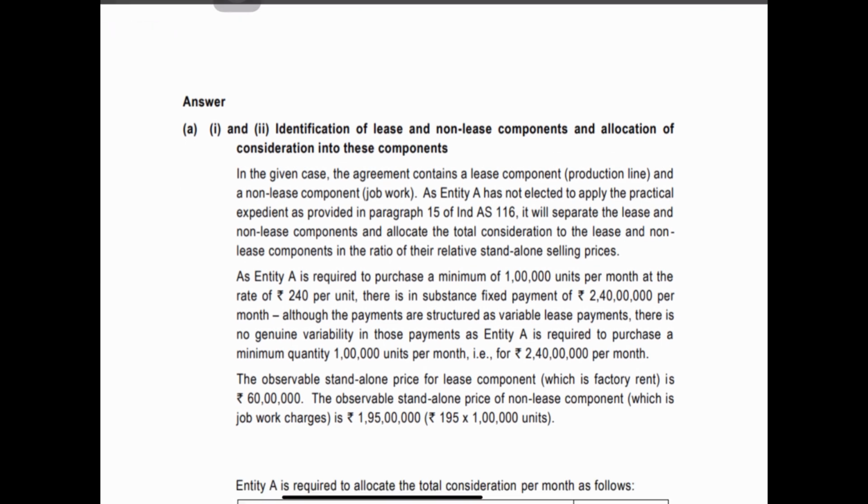Okay, so here how to identify the lease and non-lease component and allocate the consideration into these components. In this case, the agreement contains a lease component, that is the production line, and a non-lease component, that's the job work. Entity A has not elected to apply the practical expedient provided in paragraph 15 of Ind AS 116. So it will separate the lease and non-lease component and allocate the total consideration to the lease and non-lease component in the ratio of their relative standalone selling price.